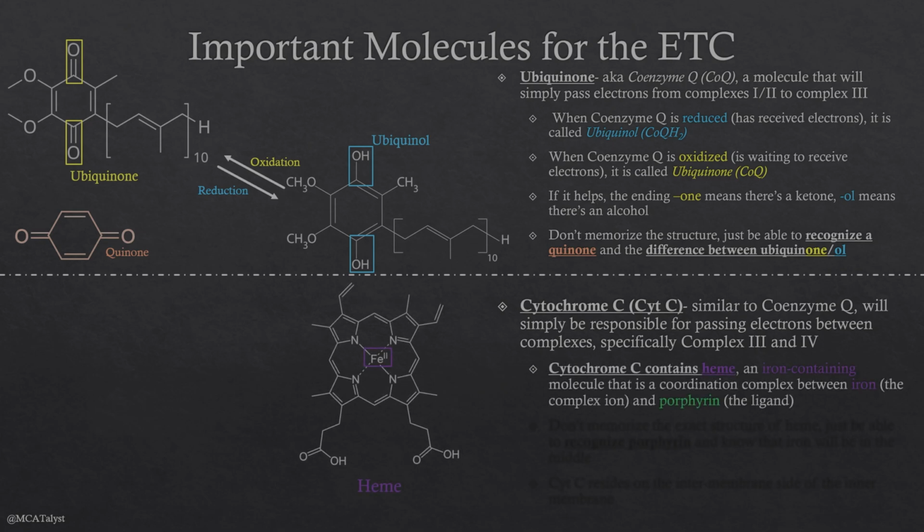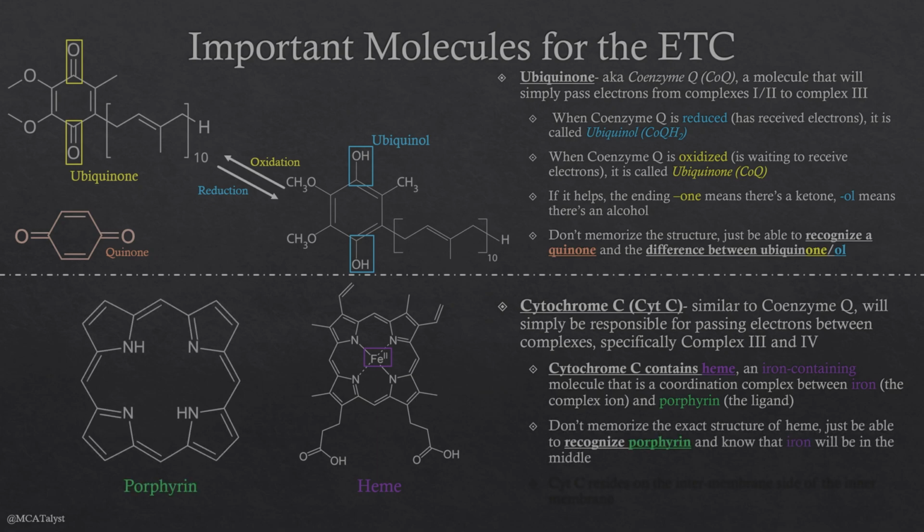A few important notes about cytochrome C that the MCAT likes to hone in on. Cytochrome C does contain heme, which is an iron-containing molecule that specifically is a coordination complex between iron, which in this case will be serving as the complex ion if you know anything about coordination complexes, and porphyrin, which is going to be the ligand. It's that ring structure that surrounds that iron.